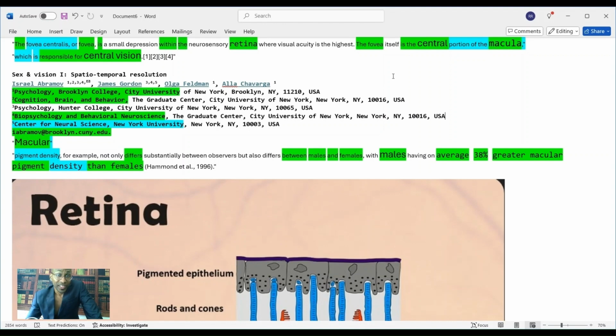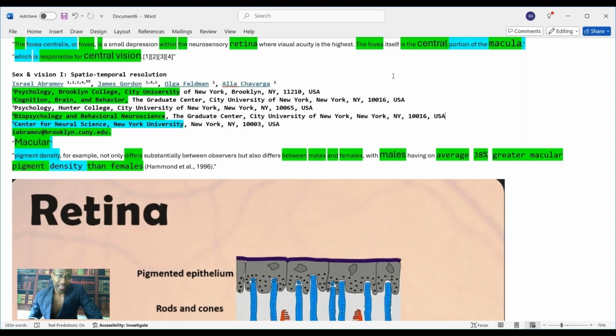The retina is the area of the eye where light hits, and this light is translated into a neural visual signal, which enables our brains to see. The central portion of the retina is responsible for central vision, and that is called the macula. The fovea is where visual acuity is highest. According to researchers at the Neuropsychology departments at Brooklyn University, males average 38% more of this central visual macular photopigment.